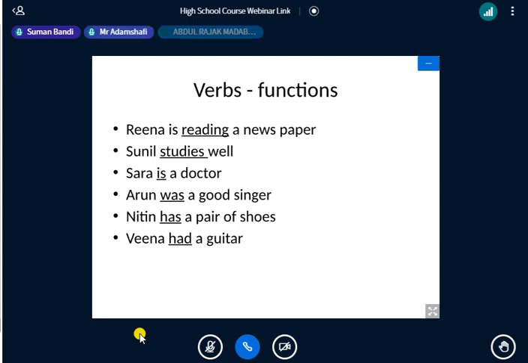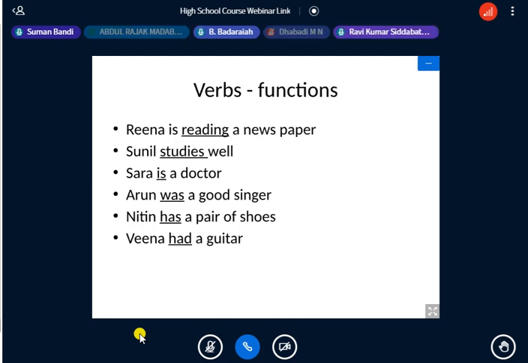Please remember. In this sentence, Sarah is a doctor, is the only verb. Is this a main verb or an auxiliary verb? Main verb. It belongs to the auxiliary category, but in this sentence, it is acting as a main verb, because that is the only verb. That's it. So the second, third and fourth sentences are examples of state of being. This is the second function.